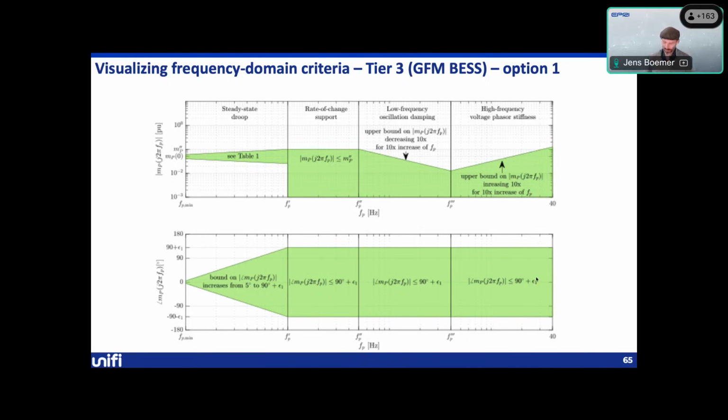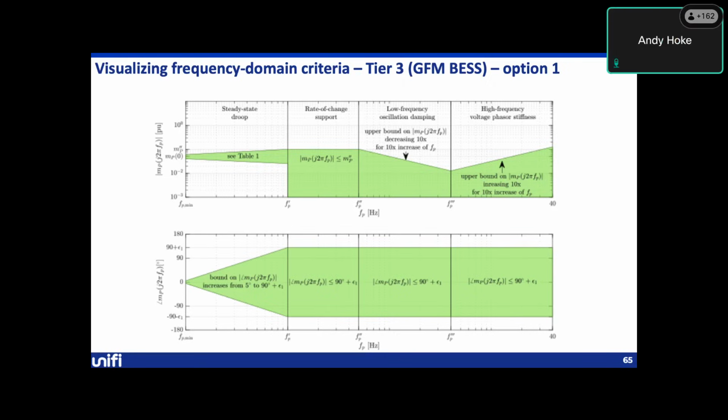Yeah, frequency domain is really one of these exciting new things and takes a while, but can you say maybe one word, why is this coming up now? And is this also relevant for grid following IBRs or only for grid forming IBRs?